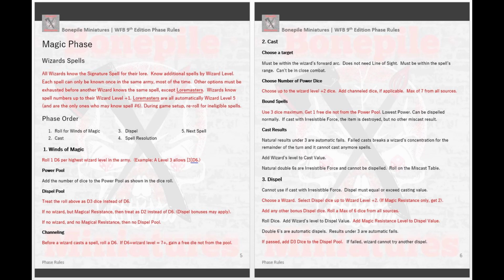But wizard level affects the whole phase, beginning with which spells the wizard may know and how many. It also affects your winds of magic, your power pool and dispel pool, also channeling, and also the number of casting dice. And finally also the maximum number of dispel dice.